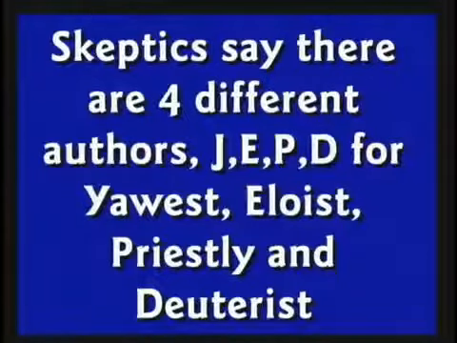He says there are 4 different authors for Genesis. There's the JEPD theory, that 4 different people wrote Genesis: the J for Jehovah, which is the Yahwist, Elohist, Priestly, and Deuterist. He's wrong, okay? There are 10 different authors for Genesis, not 4.